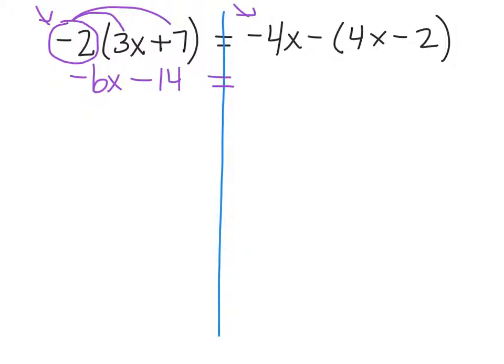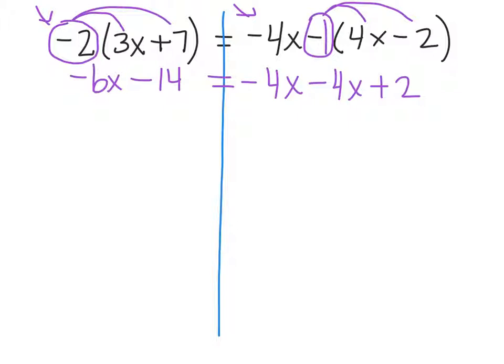On the right-hand side, I also have parentheses, and there's no number in front of the parentheses there. So I need to put a 1 in its place, and I'm going to distribute this negative 1. So negative 1 times negative 4x is negative 4x, and negative 1 times negative 2 is positive 2. And then I'm going to bring down the negative 4x here.